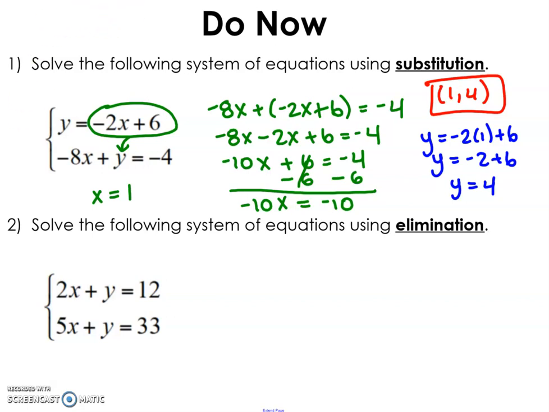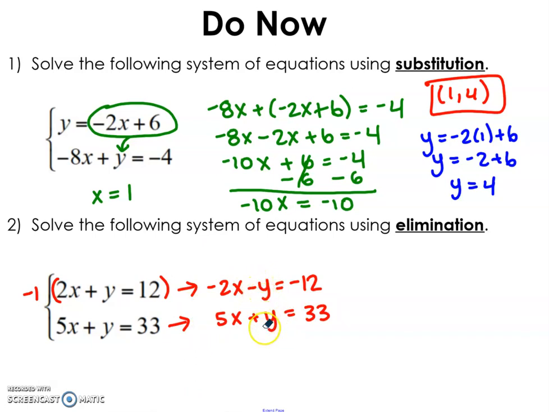So what I'm going to do is multiply one of these equations by negative 1 in order to get the sign to be opposite. So you can multiply any of these two equations. So I'm going to multiply the first equation by negative 1. So this is going to become negative 2x minus y equals negative 12. So we're just distributing that negative 1 to all 3 pieces of this equation. The second equation, I'm not going to do anything to that, so I'm just going to leave it as 5x plus y equals 33.